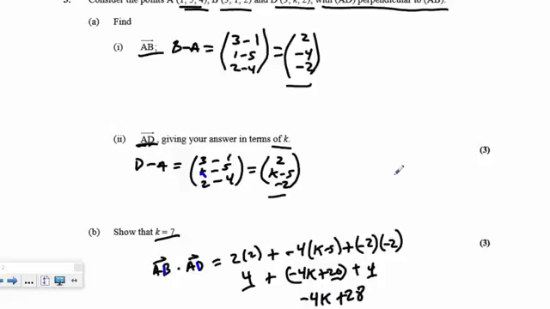Now keep in mind they're telling me that these two vectors are perpendicular. It says so up here. So perpendicular means that the dot product will equal 0. So this in turn should equal 0, and so should this. We're going to solve this equation for k.